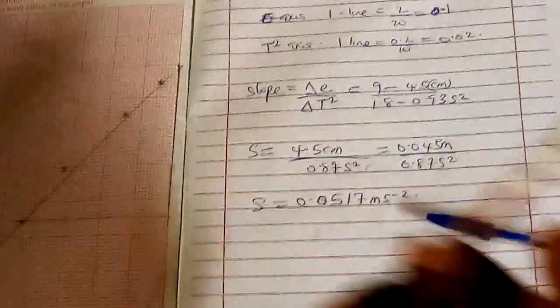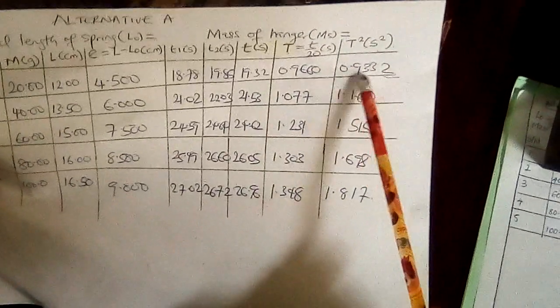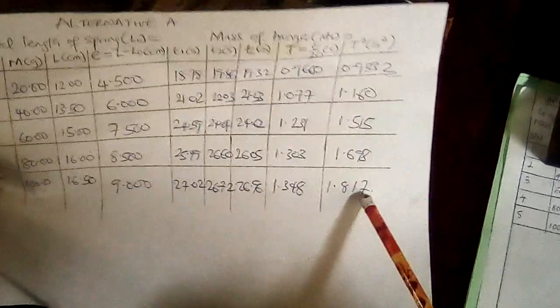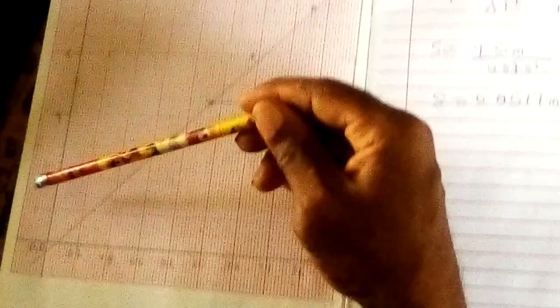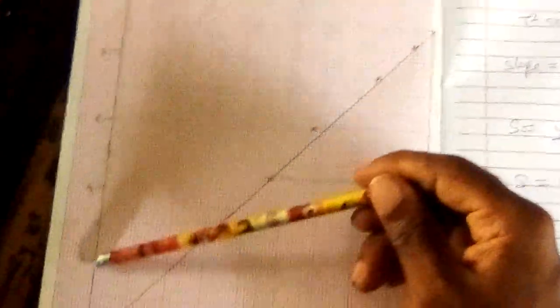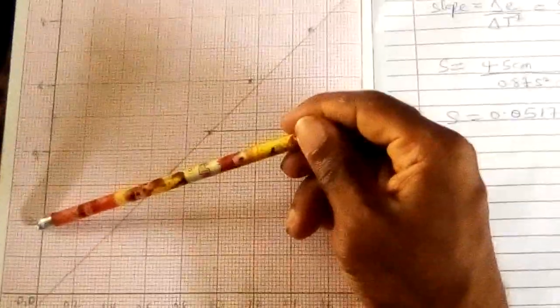So as you can see, this is a graph of extension E against the square of the period. The extension values range from 4.5 to 9, while the square of the period for the experiment ranges from 0.9332 to 1.87. For the extension on the vertical axis, I have to choose a scale using 4 cm or 2 boxes to represent 2 units. That is 4 cm to 2 units. This is 2, 4, 6, 8, 10.